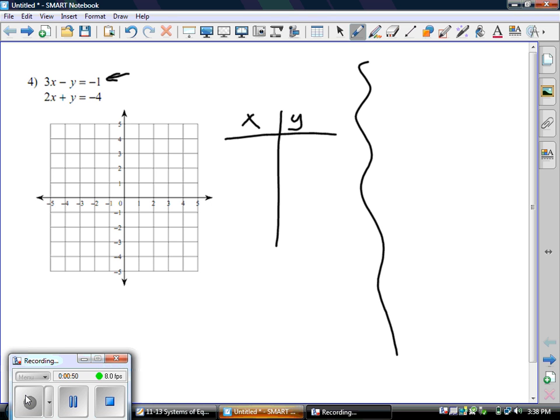equation true, right? So easy ones to figure out, for the first equation, I'll call it equation A, is when x is 0. So we do 3 times 0 minus y equals -1, and we solve that equation for y. What's 3 times 0? Yeah, so that cancels out. We're left with just -y equals -1.